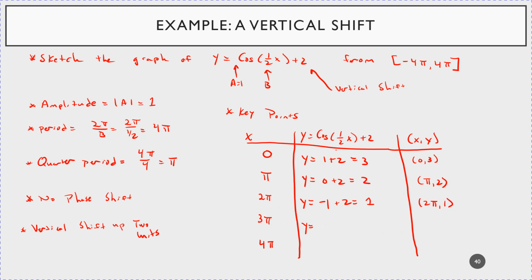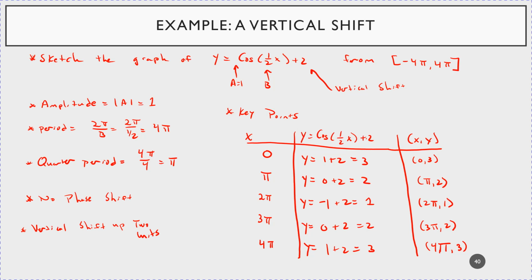So when you plug in 3 pi, you get 1/2 of 3 pi is 3 pi over 2. Cosine of 3 pi over 2 is 0. And then 4 pi, 1/2 of 4 pi is 2 pi. So cosine of 2 pi is 1. And look what happened. You're just at 4 pi comma 3. Instead of being 1, 0, negative 1, 0, 1, you're just moving all those values up 2. So that's really all that you did here.